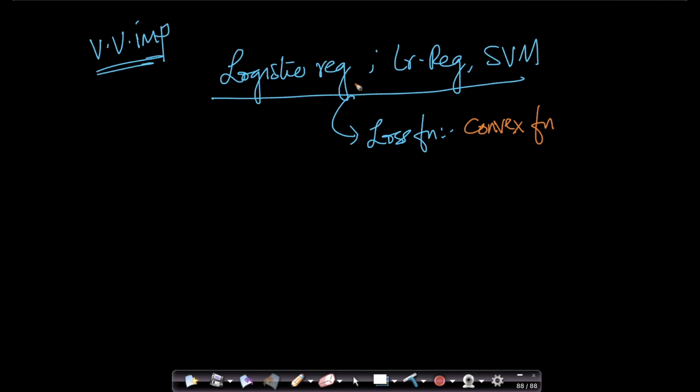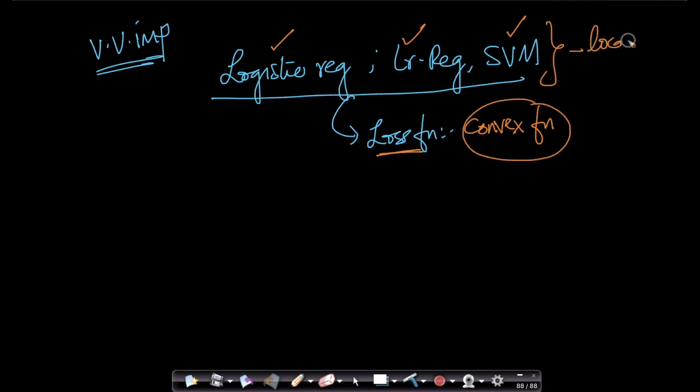Which means if you find local minima for logistic regression, linear regression, SVM, all sorts of SVM, linear SVM, nonlinear SVM, RBF SVM, all of them, you can prove mathematically that your loss function is convex, and hence for all of them your local minima is same as your global minima. So once you find a minima, you're done with this.